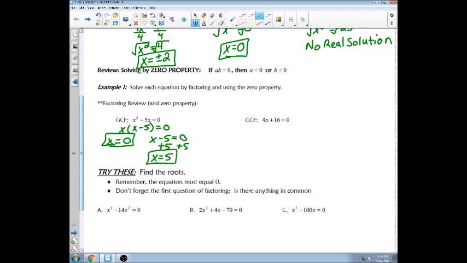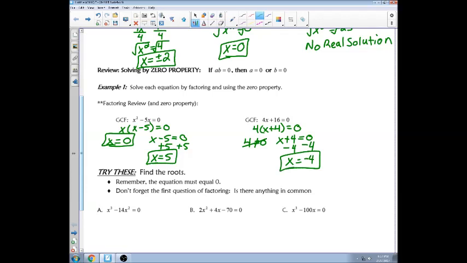For the second one, again, I'm going to have another GCF. It would be 4. Leave me with x plus 4 is equal to 0. So 4 is not equal to 0, so I can get rid of it. X plus 4 is equal to 0. Subtract 4 from both sides. X would equal negative 4.